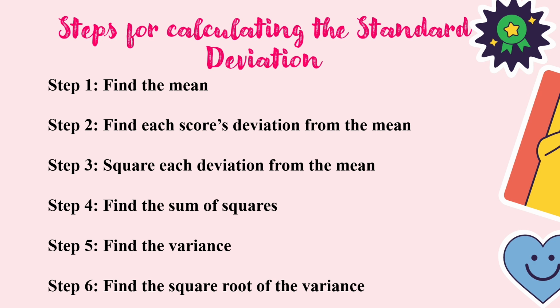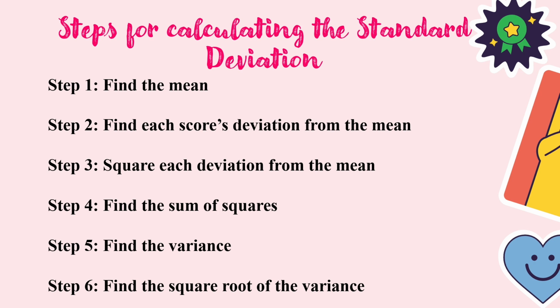Step 5, we need to find the variance, as variance was discussed a while ago. To find the variance, we need to divide the sum of the squares by n minus 1. This is for the sample, or capital letter N for the population, because this is how we will calculate the variance. For step 6, we need to find the square root of the variance. To find the standard deviation, we take the square root of the variance.